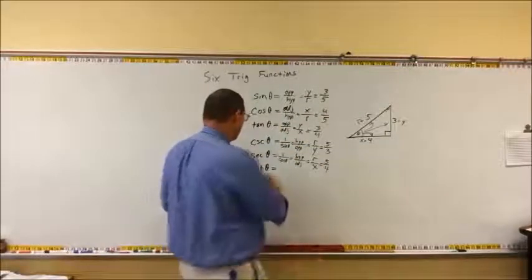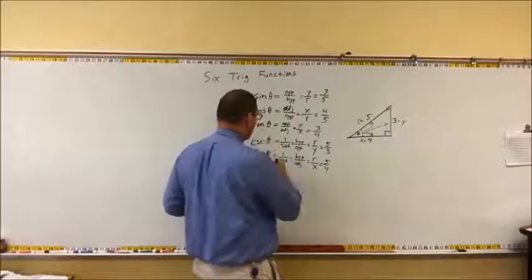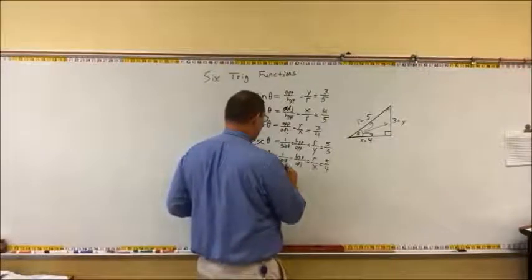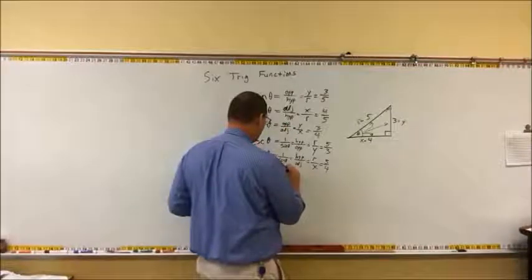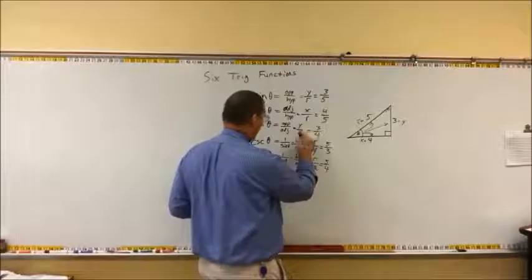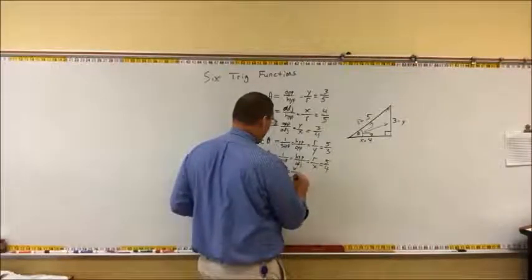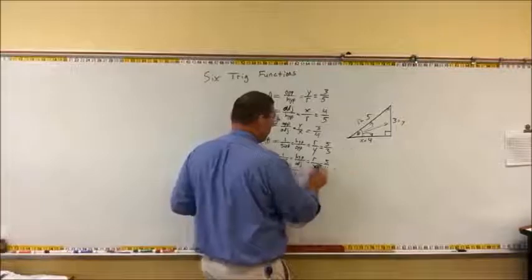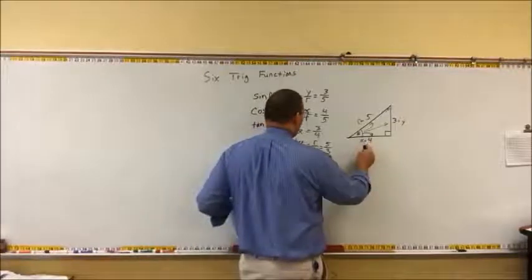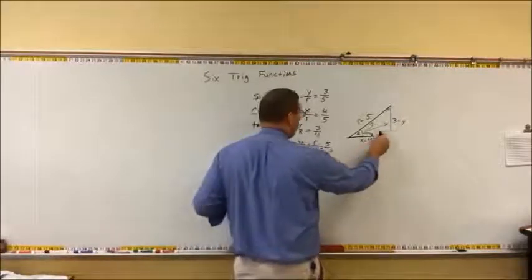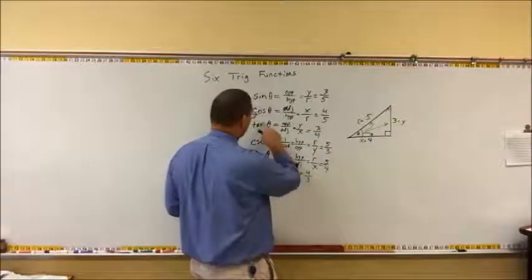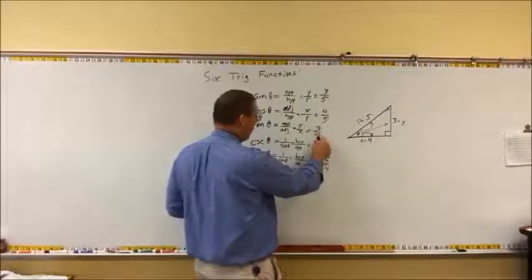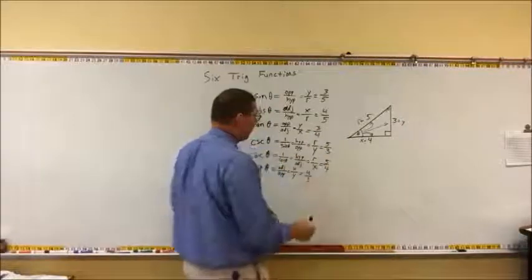And lastly, cotangent is the reciprocal of tangent. So instead of being opposite over adjacent, it's going to be adjacent over opposite. So instead of being y over x, it'll be x over y, which in this case would be 4 over 3. So 4 over 3 is the reciprocal of tangent. Tangent was 3 over 4, cotangent is 4 over 3.